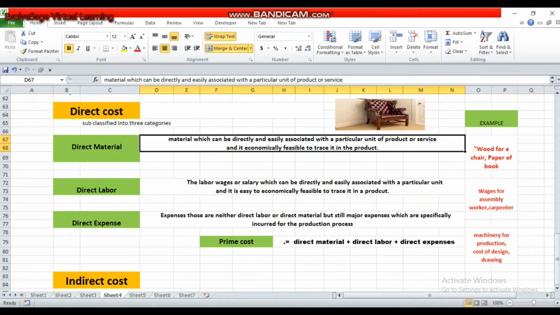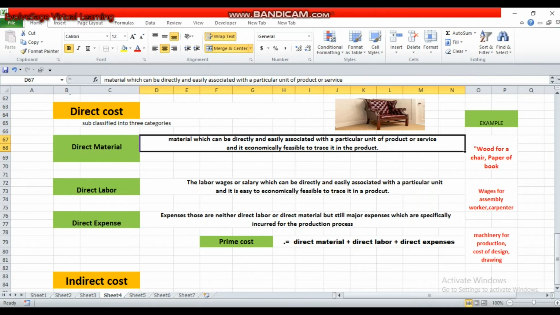So what is actually direct labor cost? The labor wages or salary which can be directly and easily associated with a particular unit, and it is economically feasible to trace it in a product. So we have different labors. The labor which is directly involved in the production process, and whose paid amount is quantifiable, so that it is feasible to identify how much time and cost we have consumed in the production process, then that labor cost will be called direct labor.